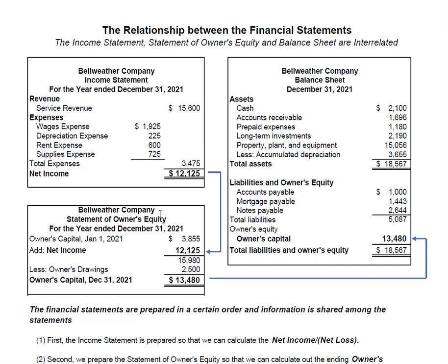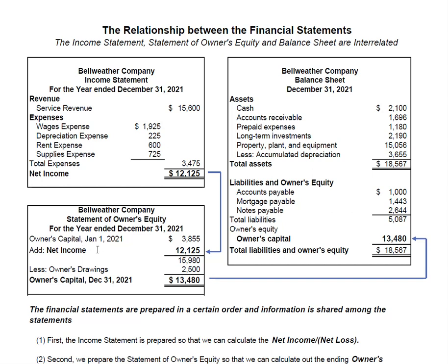So now we have Bellwether Company Statement of Owner's Equity for the year ended December 31st, 2021. It has a heading just like the income statement. Okay, so the format for the owner's equity statement is we start with our owner's capital at the beginning of the year. So here we have owner's capital January 1, 2021.